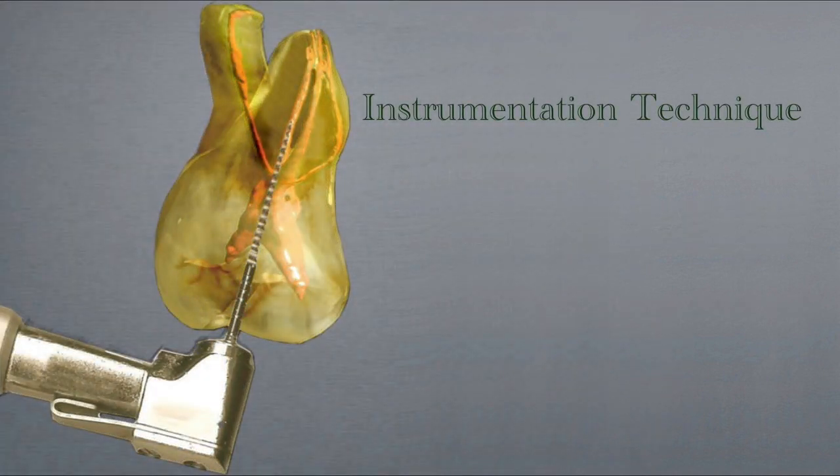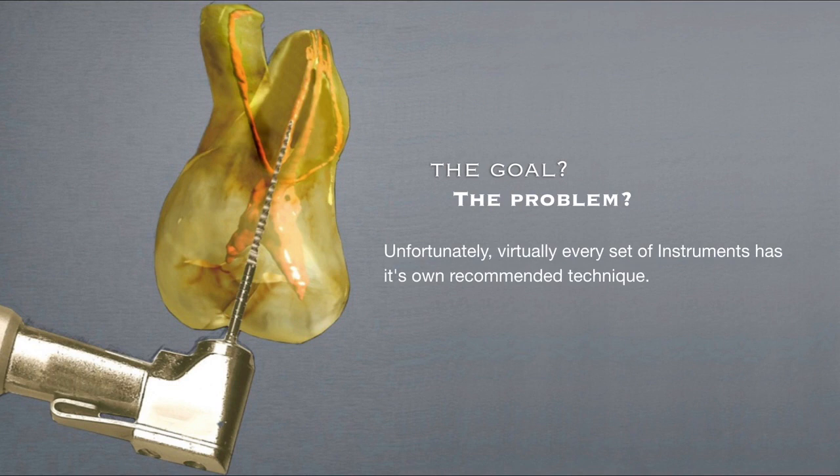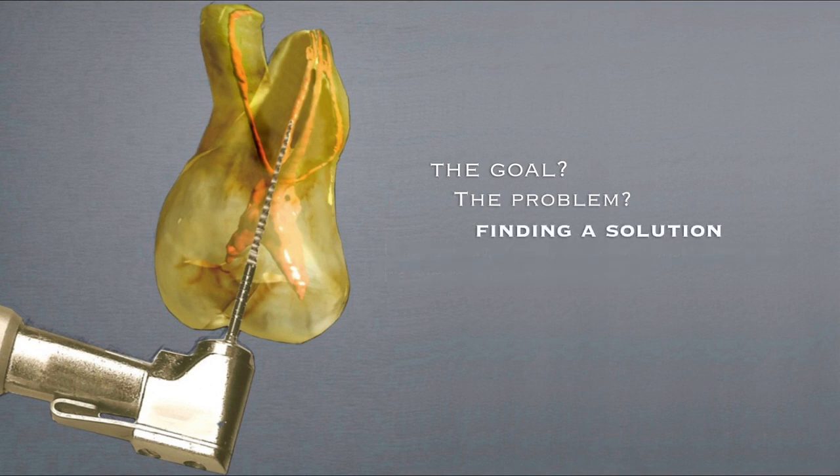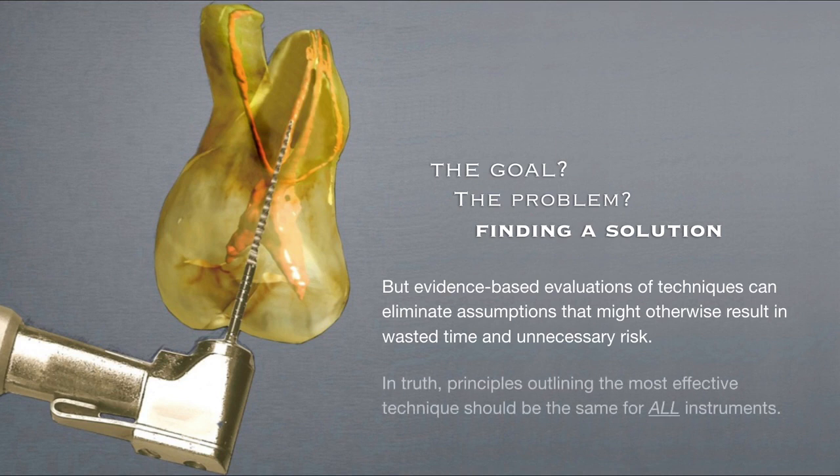So what's the goal of instrumentation technique? The goal for an effective technique is to maximize efficiency while minimizing instrument stress. Unfortunately, virtually every set of instruments has its own recommended technique. But evidence-based evaluations of techniques can eliminate assumptions that might otherwise result in wasted time and unnecessary risk. In truth, principles outlining the most effective technique should be the same for all instruments.